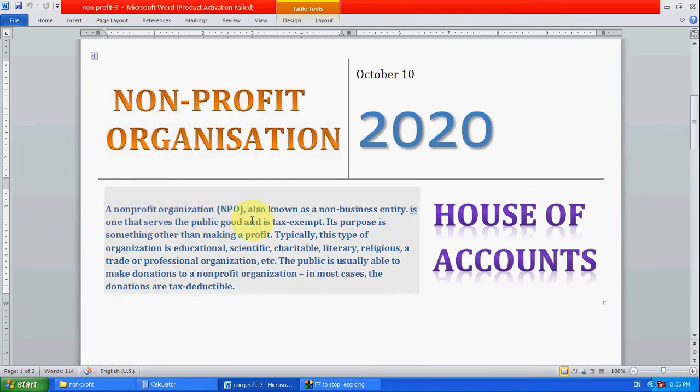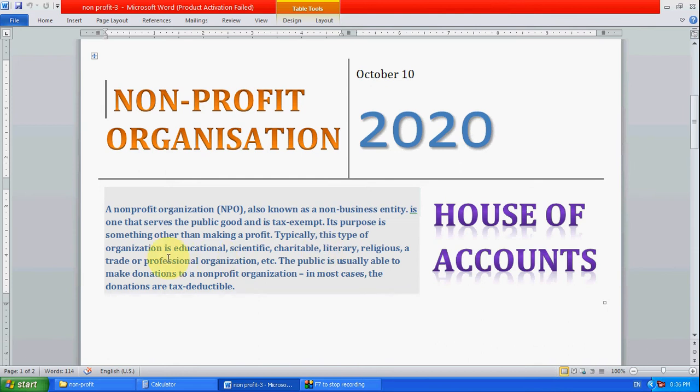A non-profit organization, also known as a non-business entity, is one that serves the public good and is completely tax exempt because it works only for the public. That's why tax is exempted. Its purpose is something other than making profit, meaning its purpose is to help people, not to make profit.